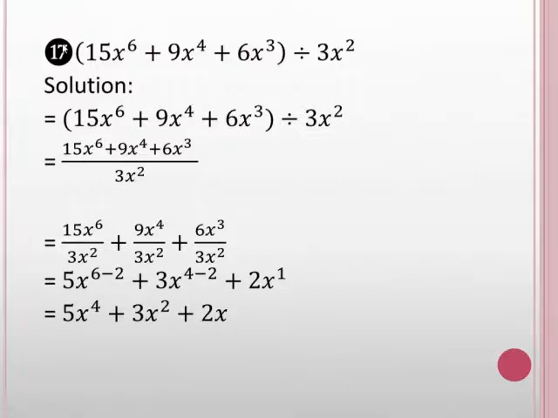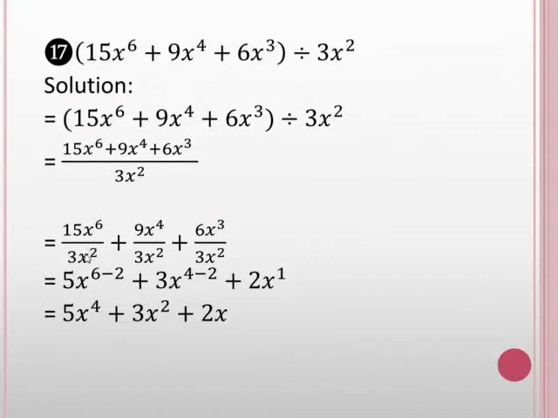In question number 17, we have 15x^6 plus 9x^4 plus 6x cube plus 3x square. Now 15x^6 plus 9x^4 plus 6x cube is divided by 3x square. We write in the fraction form here, and we separate these fractions. 15x^6 is divided by 3x square plus 9x^4 is divided by 3x square plus 3x cube is divided by 3x square. Now here we cancel their coefficients, we get the 5x.